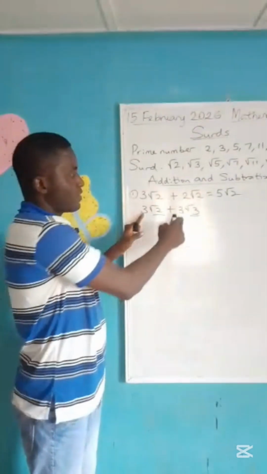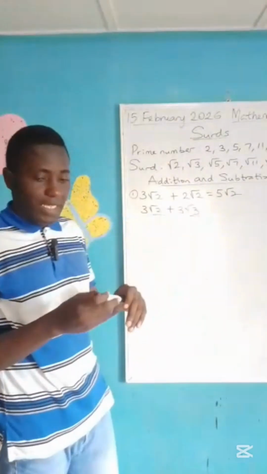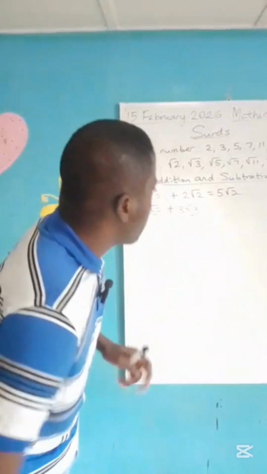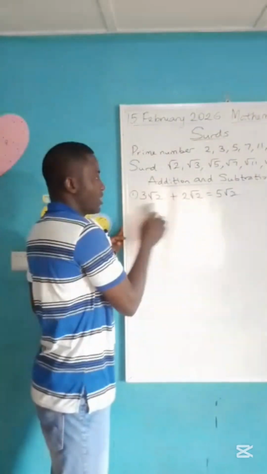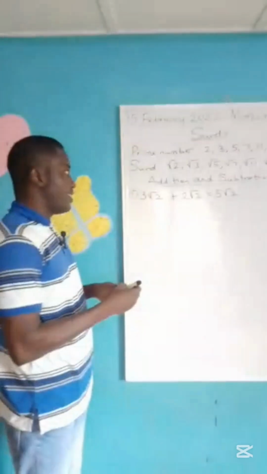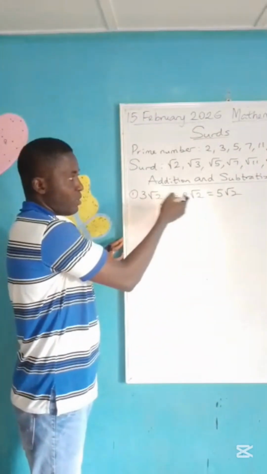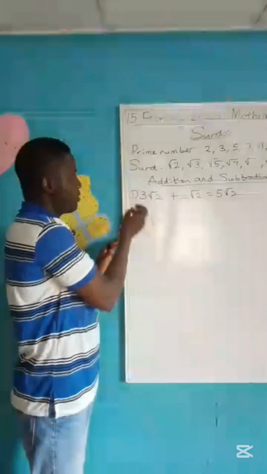So if you say 3 plus 3, you get 6. How do you add this? So this one cannot be added. So 2 surds can only be conformable to addition and subtraction if they have corresponding surds, like the surds are the same. So the whole numbers will not be the same, but their surds must be the same.